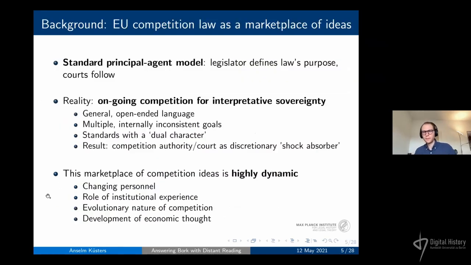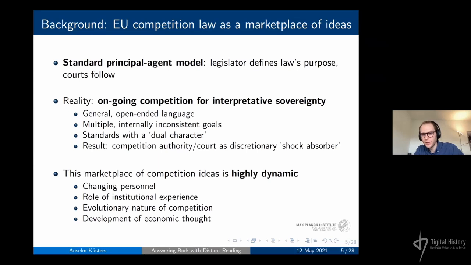So as a background, for me as a historian, coming to this kind of debate was a bit surprising at first, because I thought in very simple terms, there's a legislator, who defined the law's purpose in 1957 when they negotiated this Treaty of Rome. And then afterwards, the court simply followed this and applied this law. And the competition authority in this case also does the same. So this is what economists would call a simple standard principal-agent model. But as I was told by lawyers, it's not that easy. In legal reality, there's an ongoing competition for interpretative sovereignty, if you allow me this wordplay.